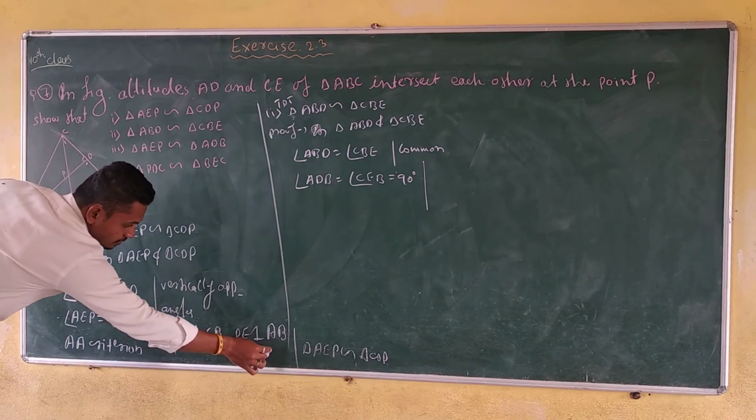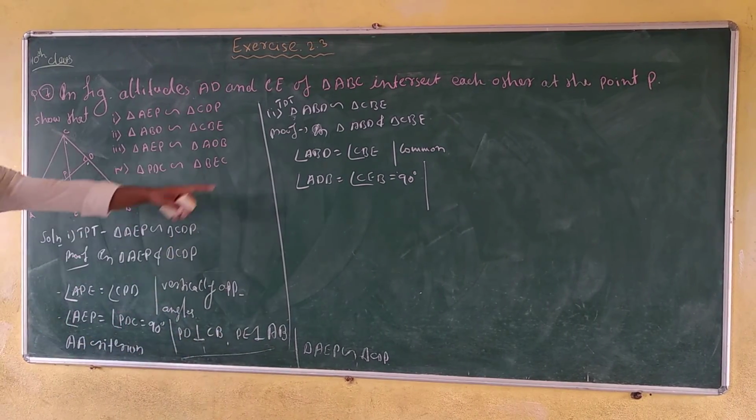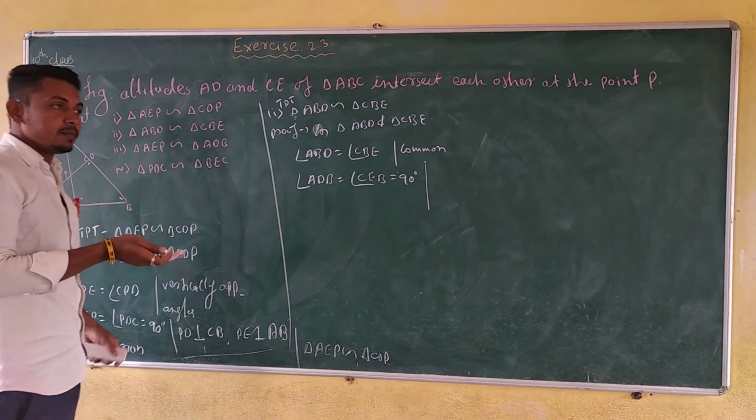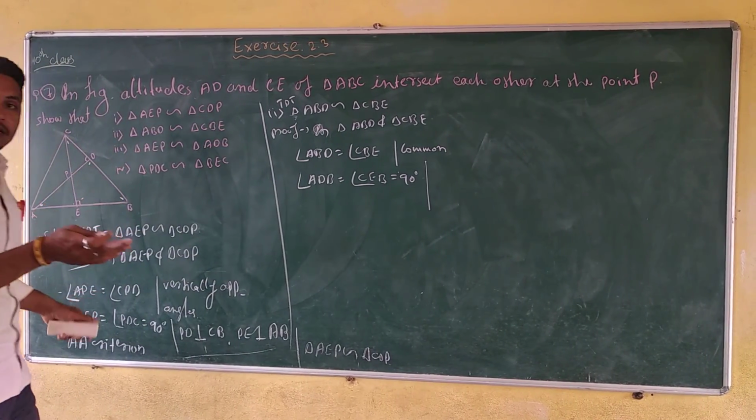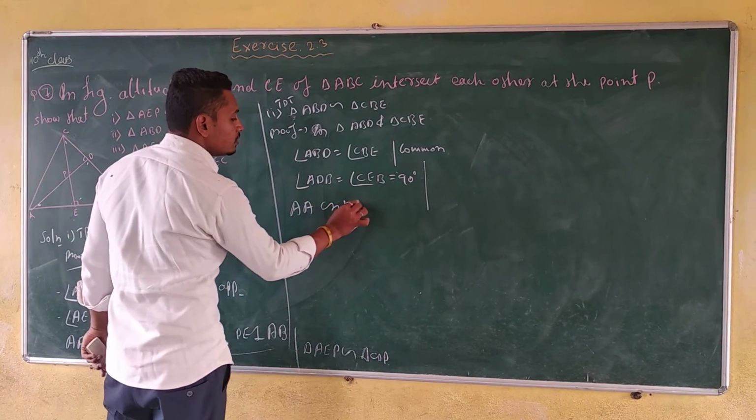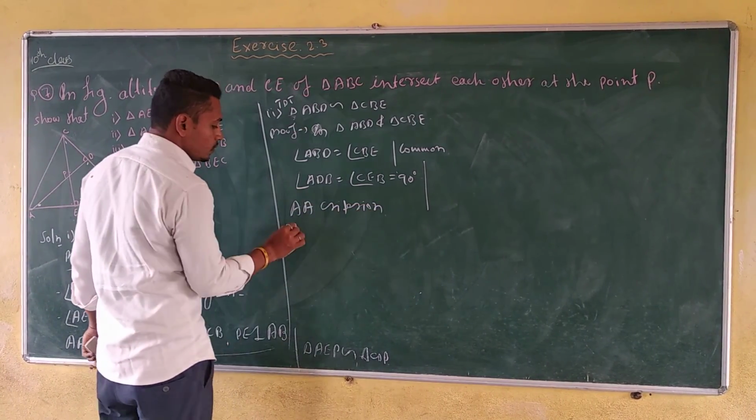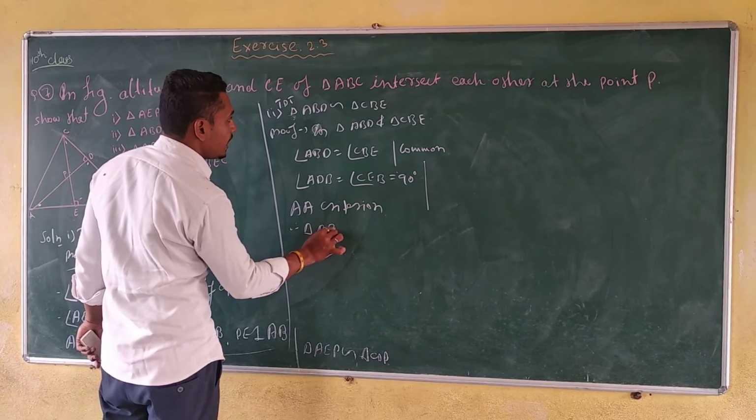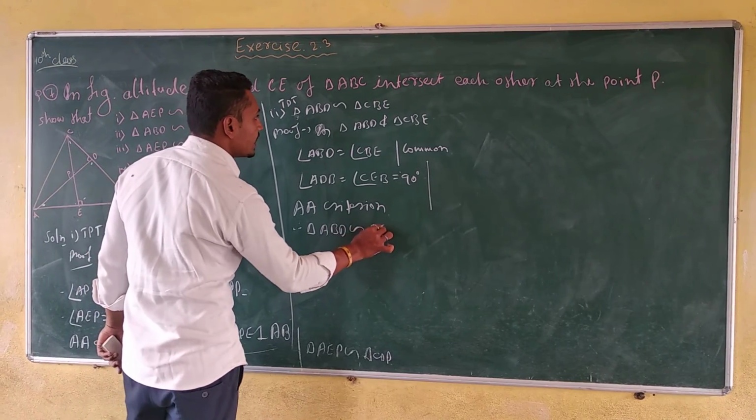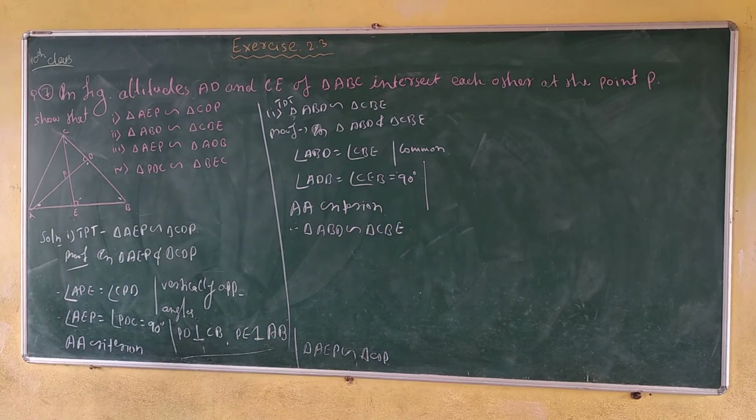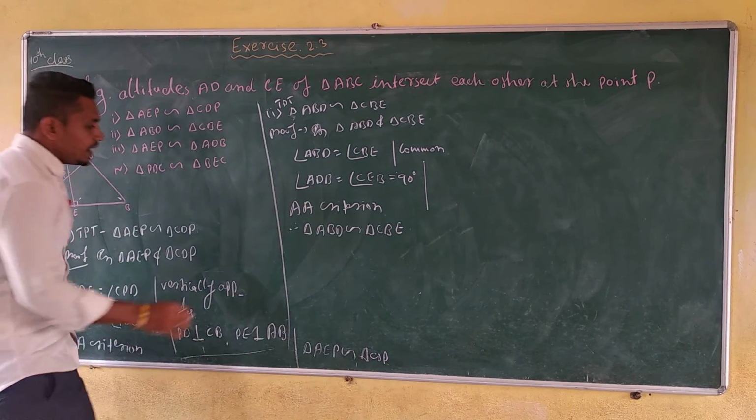Okay, this reason we have to write. The two angles are equal to each other, and the remaining one corresponding angle is equal to each other. So by AA criteria, we can say that the triangle ABD is similar to triangle CBE.